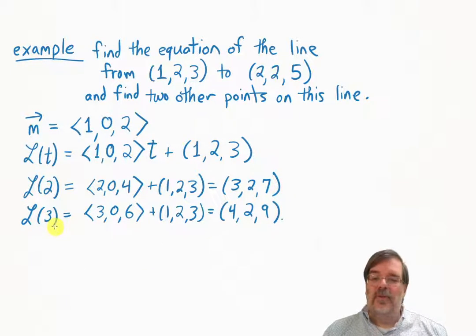One more time, just for good measure, let's let t equal 3. The slope times 3 is 3, 0, 6. Plus the base point, 1, 2, 3. 3 plus 1 is 4. 0 plus 2 is 2. 6 plus 3 is 9. So there we go, a second point on that line.